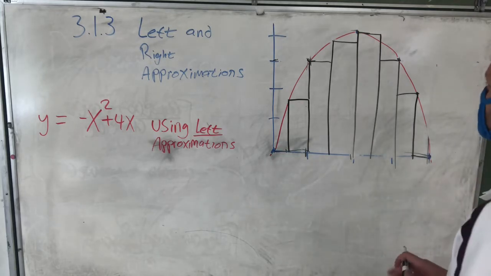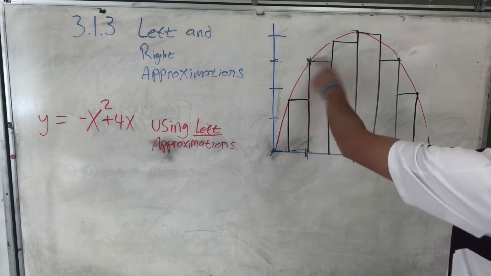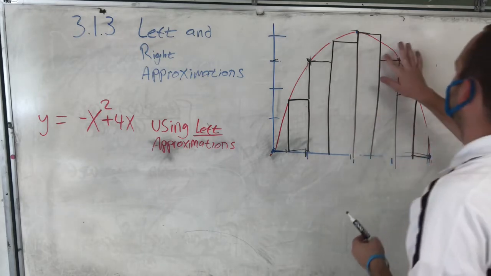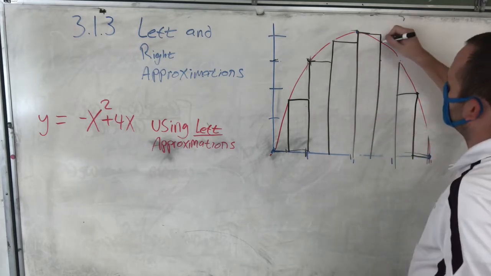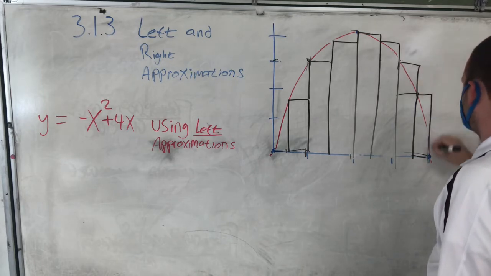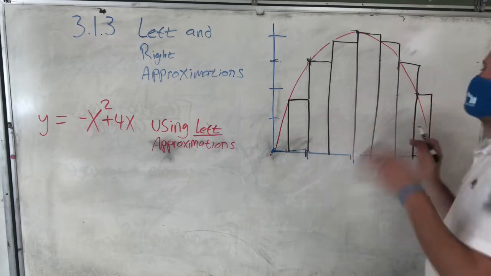Actually, that's like left and right. Where did I go off? Left. Oh, that's right off, right there. You got a left approximation, a left approximation, a left approximation. Okay. So you see, this is starting to get closer and closer and closer.